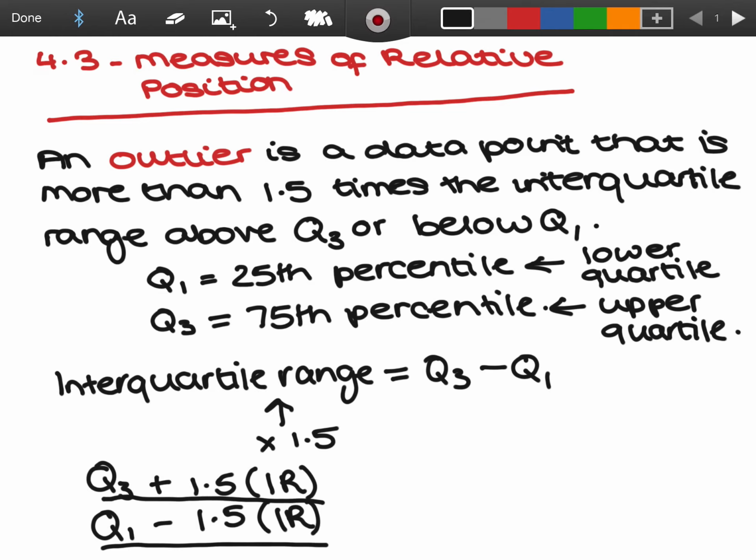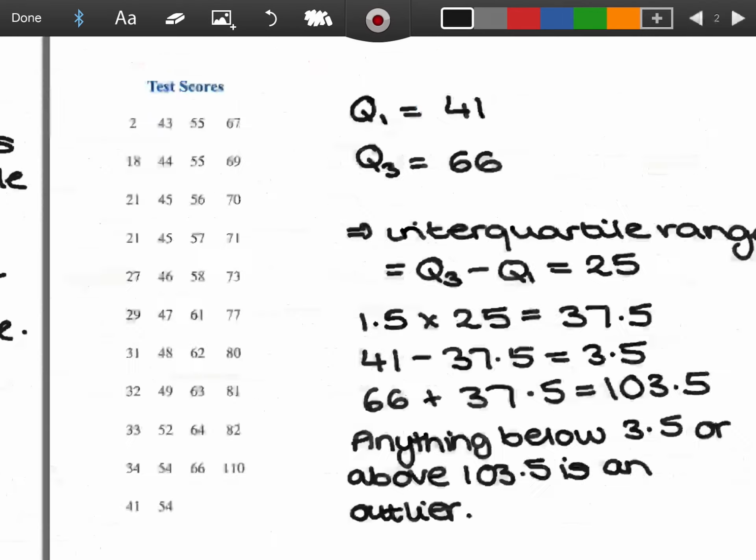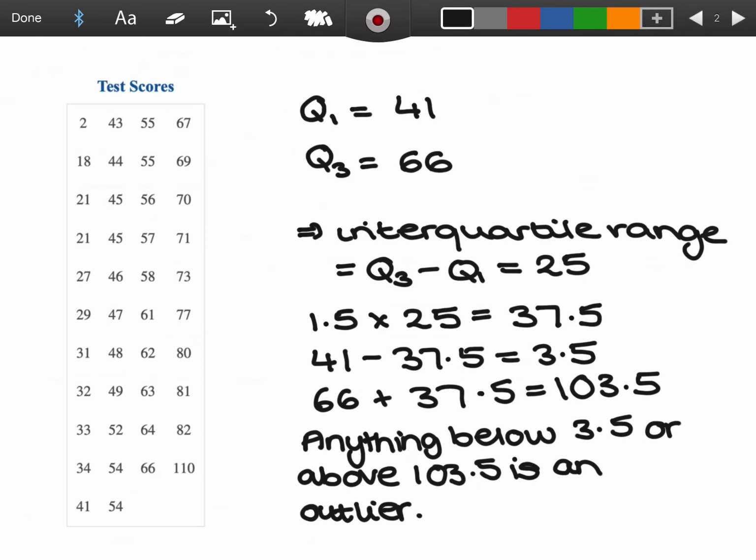Q3 plus 1.5 times the interquartile range is going to give you a really high number. What you're going to do is see if any of the data points in your list lie below this value or above this value. If they do, then they are deemed to be outliers. Okay, so if they lie more than 1.5 times the interquartile range above Q3, so above the upper quartile, then they are an outlier. Or if they're below 1.5 times the interquartile range below Q1, then they are also deemed to be an outlier. I'm going to look at a quick example here.